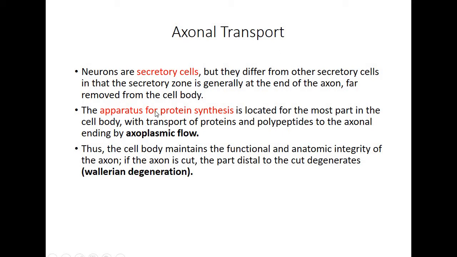and the apparatus for the protein synthesis is located for the most part in the cell body, with the transport of proteins and polypeptides to the axonal ending by the axonal flow. So the things that are synthesized in the cell body are carried due to the axonal flow to the nerve terminal. And the cell body is very important because it maintains the functional and anatomical integrity of the axon, and if damage occurs to the cell body, the distal parts will degenerate.